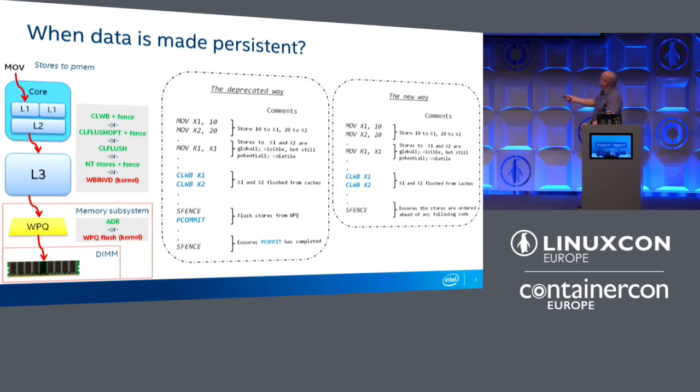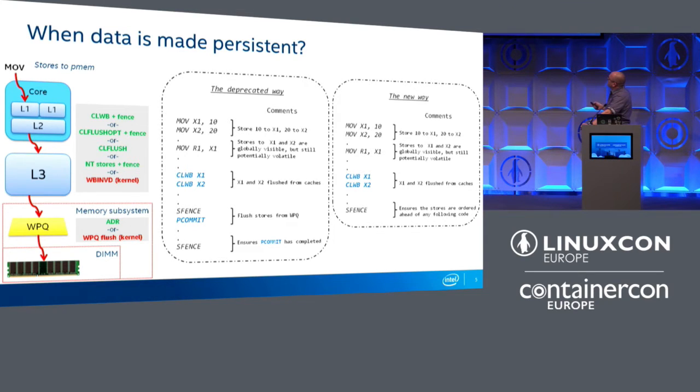Actually, there is a long way the data needs to pass to get to the so-called persistent domain. So when you store the data, when you do some move instruction, store instruction, and you want this data to reach the DIMM, you actually need to flush all these caches, CPU caches, and also the memory controller write queue buffers. You can do it in a couple of ways. For the CPU caches, you can use the CLFLUSH instruction. It's been available for a long time. It flushes the given cache line.